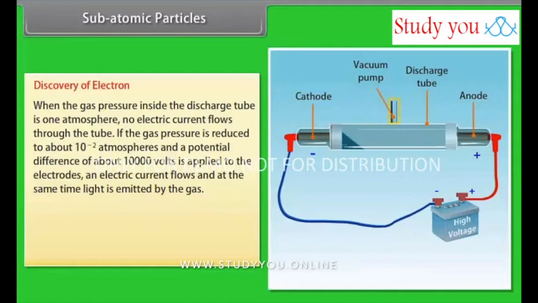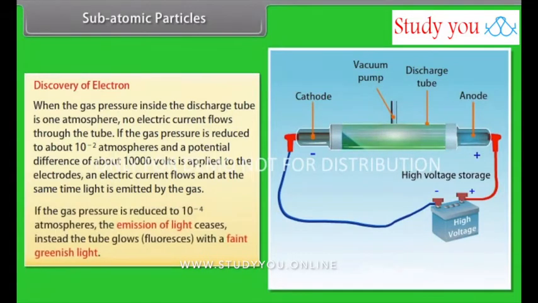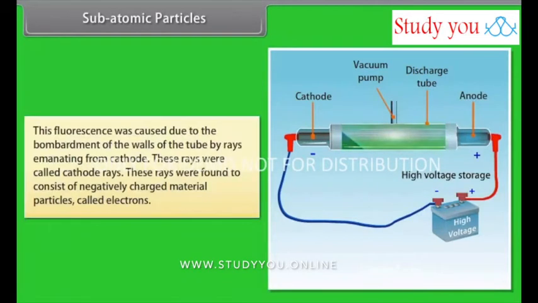If the gas pressure is reduced to about 10 to the power minus 2 atmospheres and a potential difference of about 10,000 volts is applied to the electrodes, an electric current flows and at the same time light is emitted by the gas. If the gas pressure is reduced to 10 to the power minus 4 atmospheres, the emission of light ceases. Instead, the tube glows with fluorescence, a faint greenish light. This fluorescence was caused due to the bombardment of the walls of the tube by rays emanating from the cathode. These rays were called cathode rays. These rays were found to consist of negatively charged material particles called electrons.